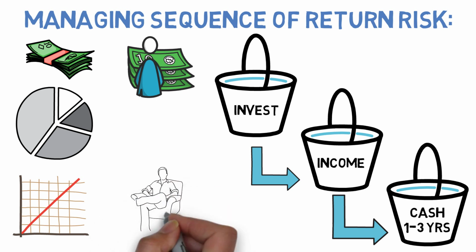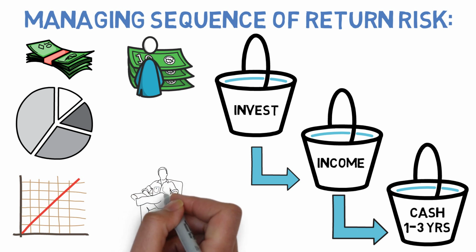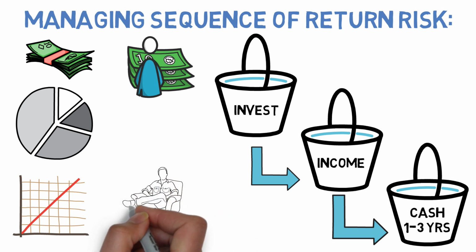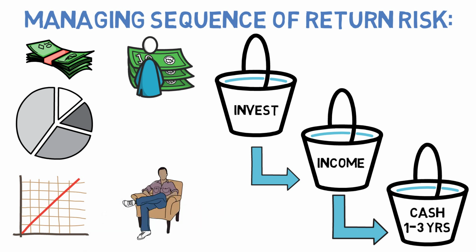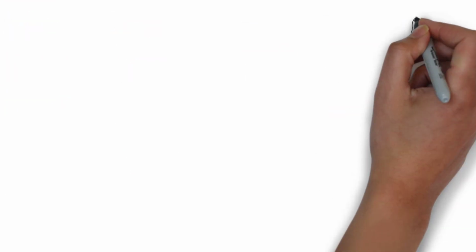So there we go. That's a basic overview of sequence of return risk. It's something that every single investment has, at least to some degree, but it can be managed if we're smart with how much of our money we're putting into each investment and how long we're planning to keep the money in there. But that'll do it for me today.